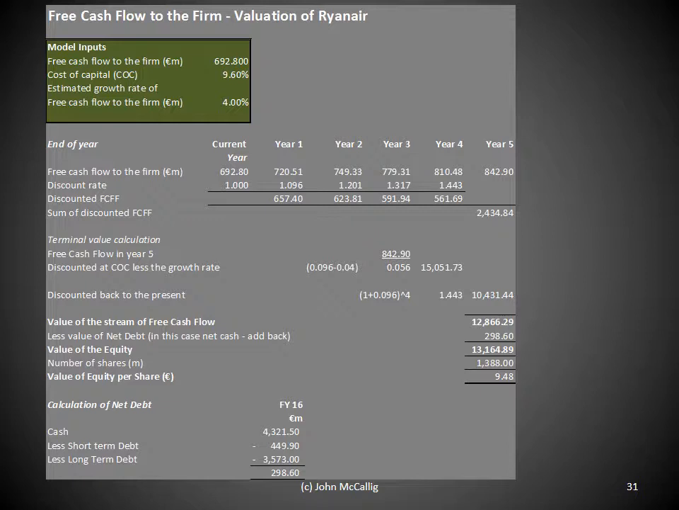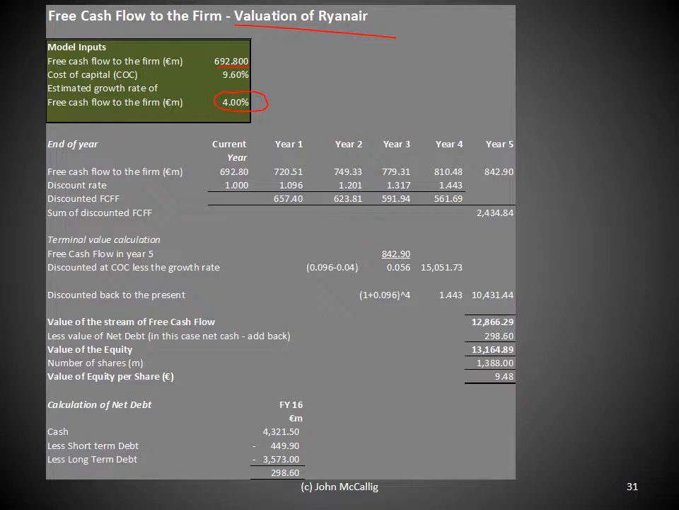This is a free cash flow to the firm valuation of Ryanair. What are our model inputs? Well, the free cash flow we've estimated, we've seen in the financial statements, is 692.8, or we can get that from Bloomberg. The cost of capital is 9.6%. The estimated growth of free cash flow to the firm is 4%. And in this simple example, I'm going to assume it grows forever at 4%.